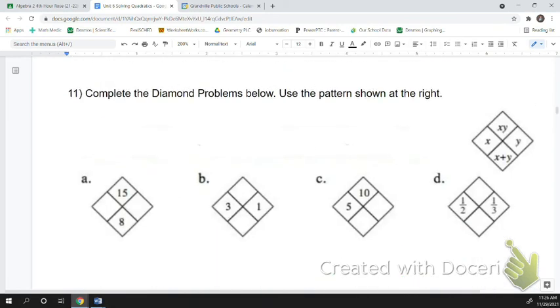Okay, these are just going to get us ready for what we're building to. These are called diamond problems. The pattern is the 2 top things are multiplying, so you're trying to multiply x and y. The 2 bottom things are adding together. So let me give you an example. 15. What 2 things multiply to be 15 but add to be 8? 5 and 3.